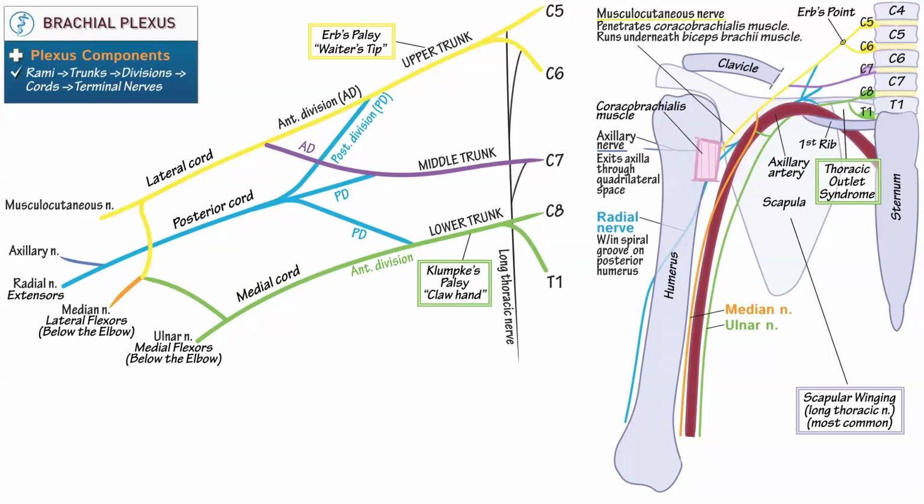Note that the long thoracic nerve is derived directly from the nerve roots themselves, but not from the brachial plexus, which means that in a pure brachial plexopathy, the serratus anterior is spared.